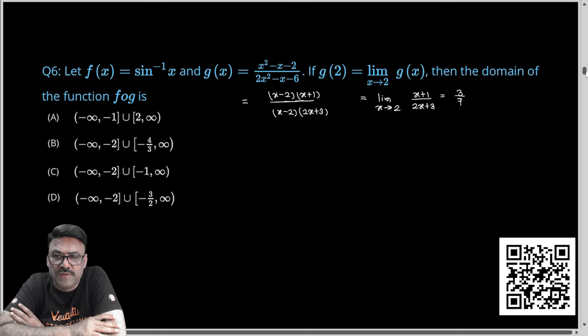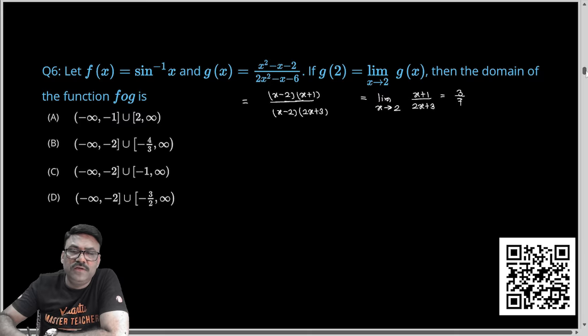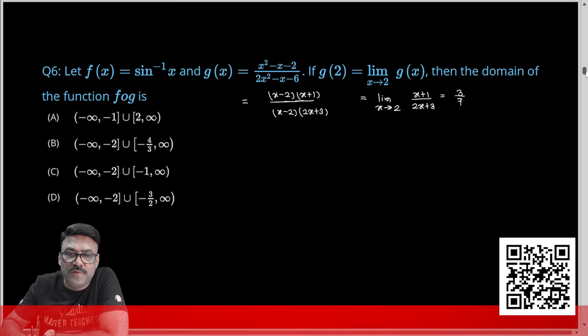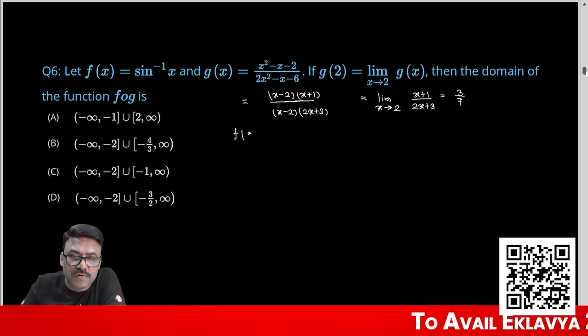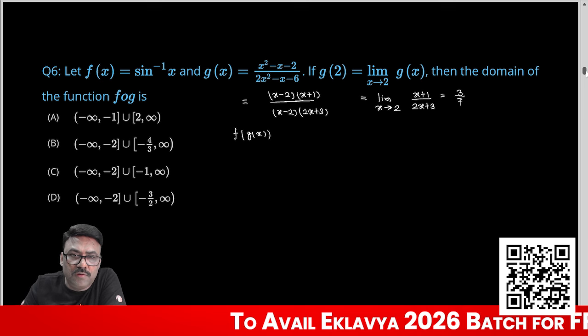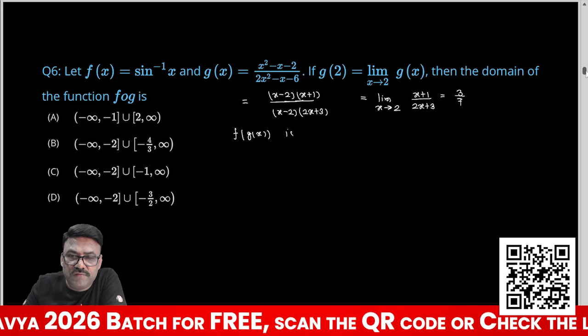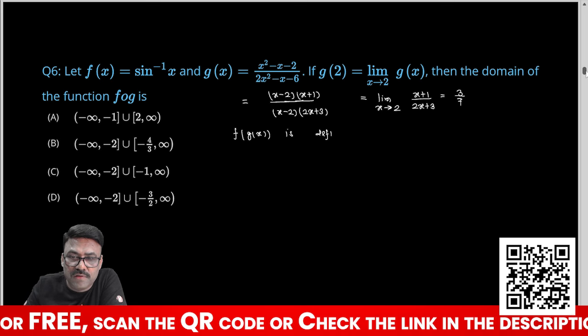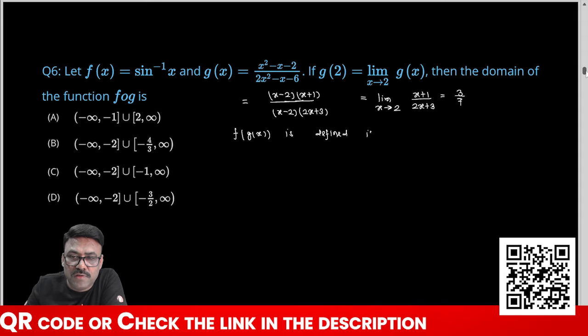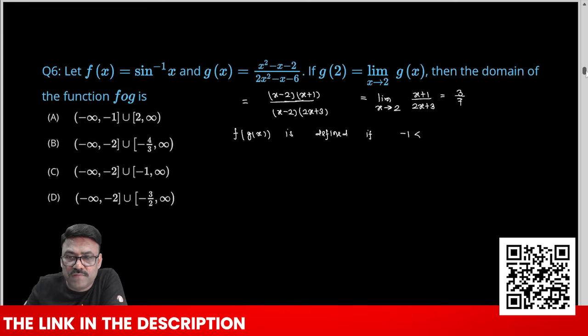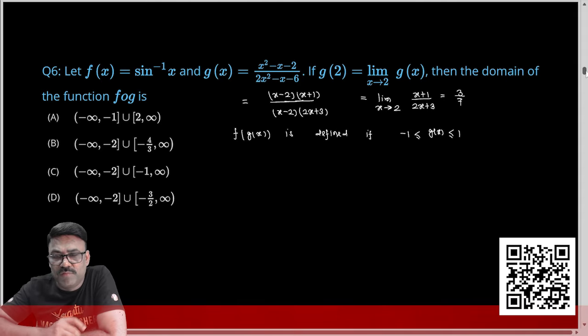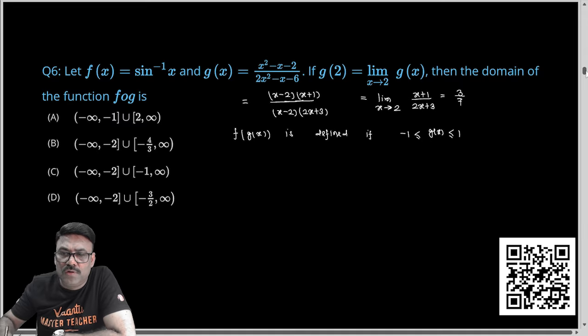Sin inverse g(2) will be defined. But I need the domain of the function f of g. So f of g(x) will be what? Obviously, f(x) is defined when x lies between minus 1 and 1. So f of g(x) is defined if g(x) lies between minus 1 and 1. Or you can say that mod g(x) should be less than or equal to 1.